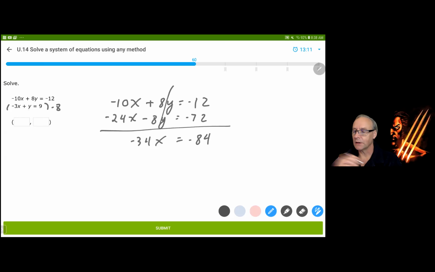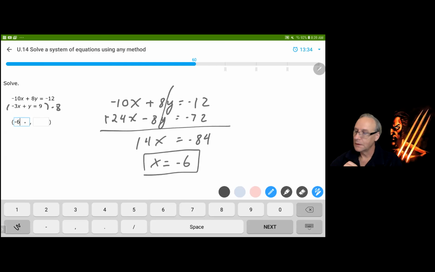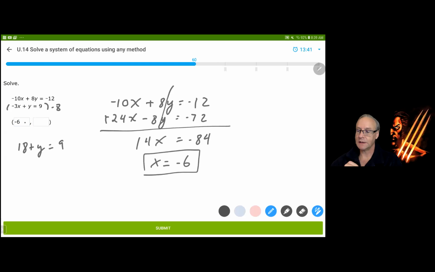It's like I made an error. Oh, positive 24x, oops. Sorry, guys. Got to be a little more careful. That's 14. And I'm going to divide by 14 on both sides. And it sure looks like I'm going to get negative 6, isn't it? So my x is negative 6. And I could substitute that into my bottom equation, which gives me 18 plus y equals 9. And then y is going to be negative 9.